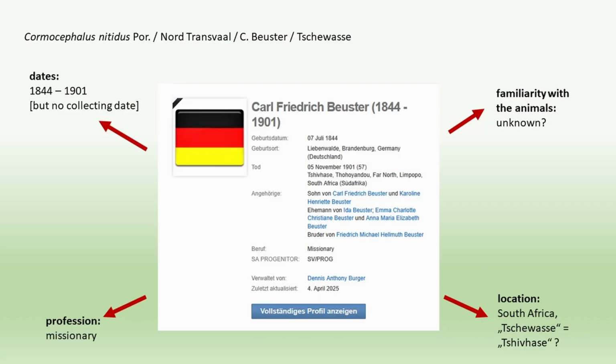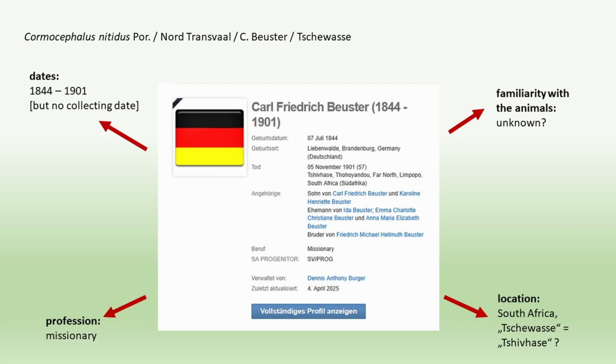One where we're not completely sure would be this one here. Again, it's a centipede collected in South Africa by someone called Boyster, and it's probably this Carl Friedrich Boyster. Here we know he was a missionary, and missionaries of course often went to Africa. We have his life dates, but we don't have a collecting date, so we can't be sure that it's in the right sort of time. But it's an old historical collection, so it's likely to be from the 19th century. What we don't know is whether he was in any way interested in these kinds of animals.